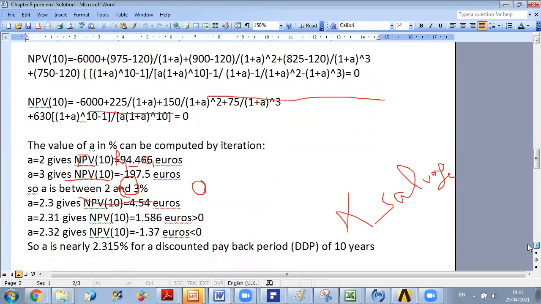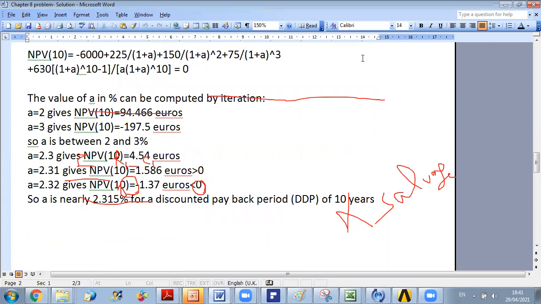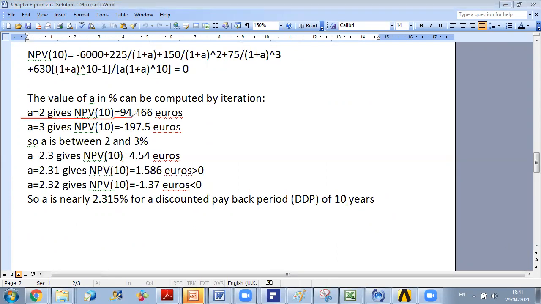So here you can see, for different A's, what your NPV will be. For example, we tried first 2%, we got a positive result. We tried 3%, we got a negative result. So A is in between. Then by performing some additional trials, we can find that nearly the discount rate to have a payback period of 10 is 2.315%.